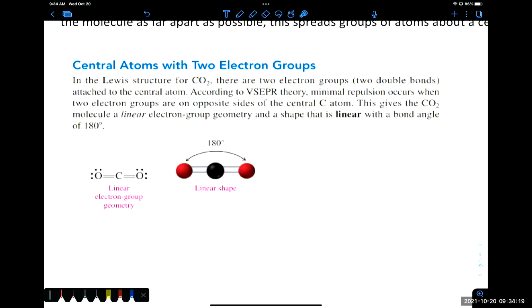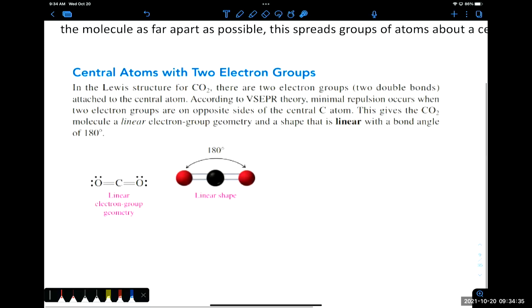The way that you can do this, we're going to get into it, is just by looking at the central atom. We're always doing this based on the central atom, and then counting the number of bonded pairs and lone pairs around that central atom.